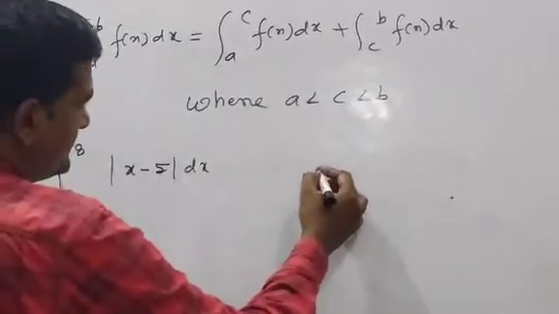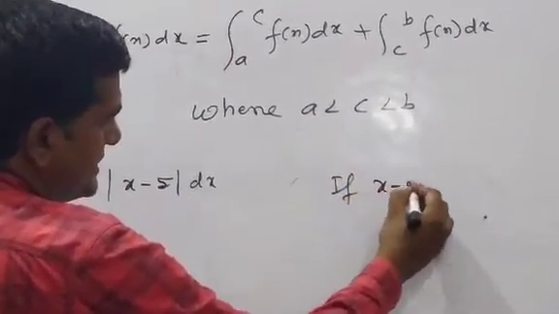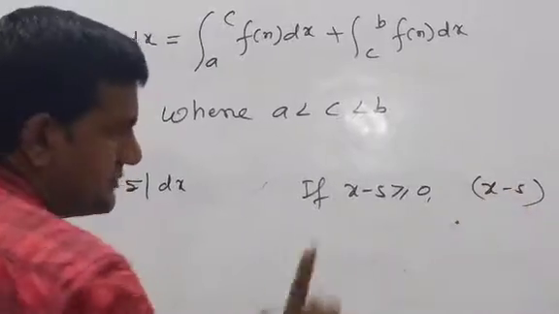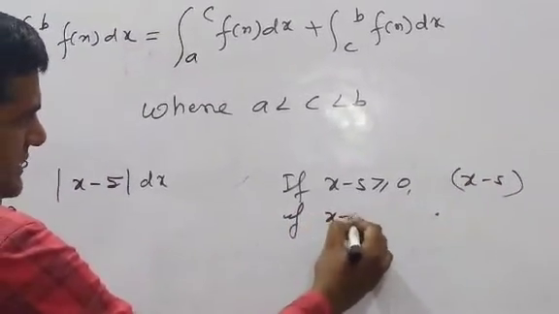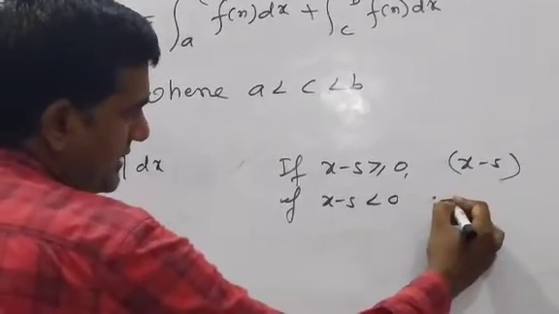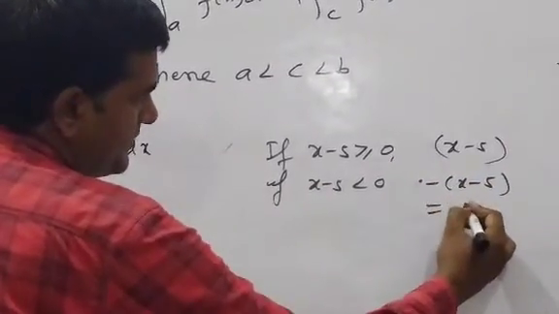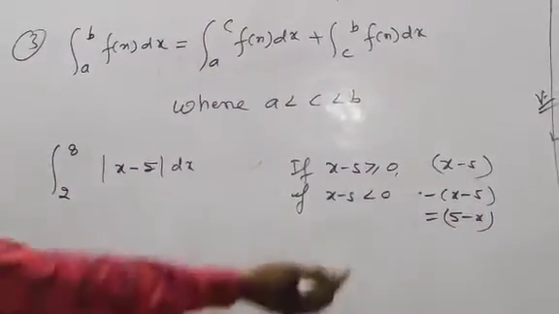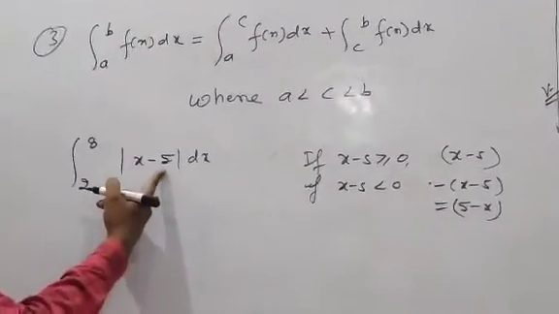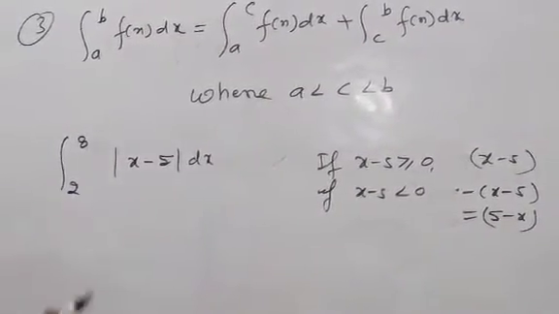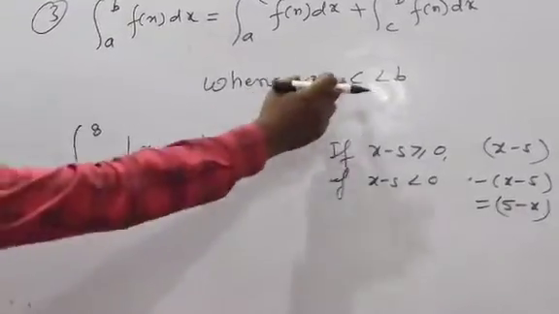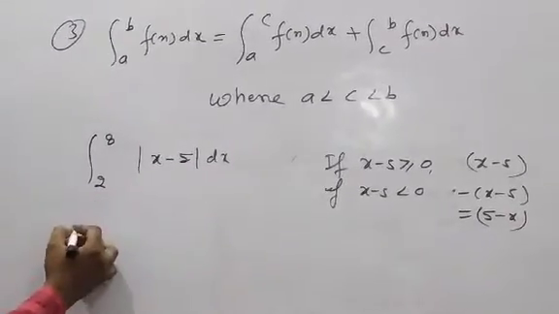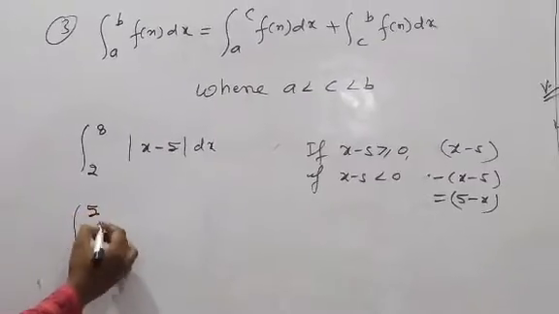If x minus 5 is greater than or equal to 0, then we have x minus 5 as a positive value. If x minus 5 is less than 0, then it is minus of x minus 5, that is 5 minus x. Clear? And the second rule: x minus 5 equal to 0, then 5 is the value of c. Why? Because 5 is more than 2 and less than 8. Means we can take here 2 to 5.